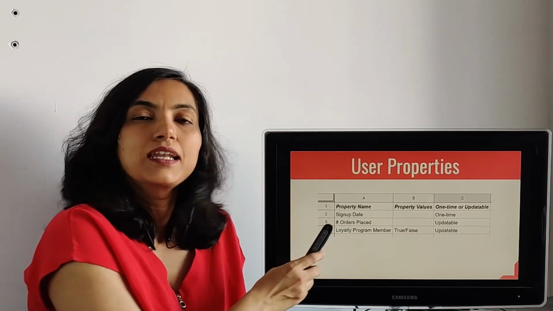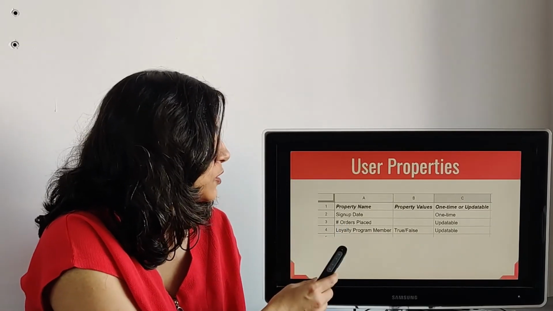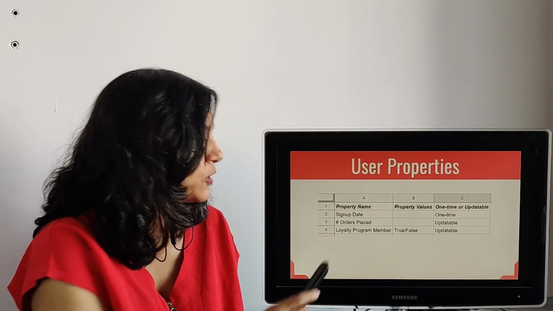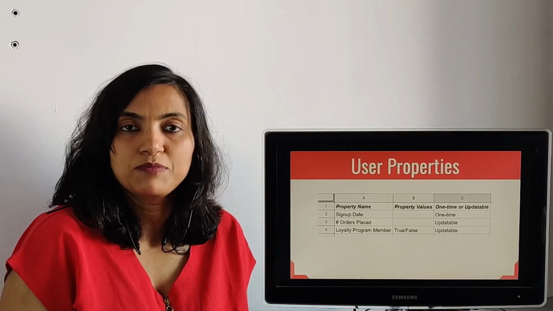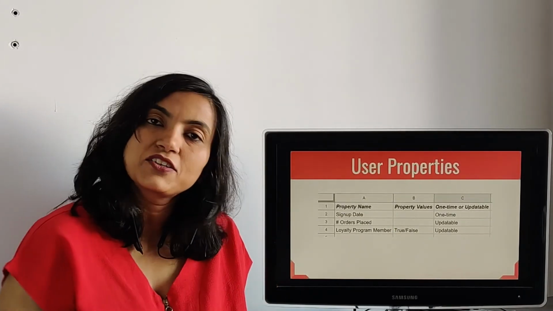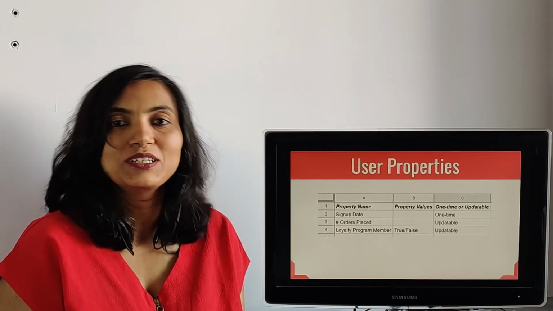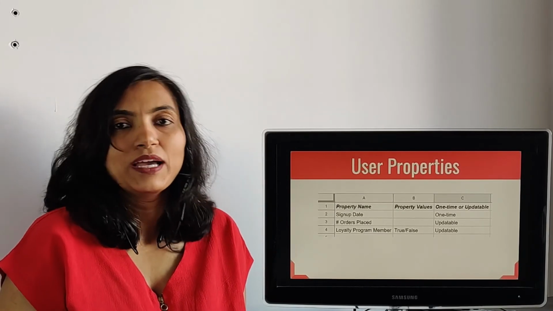So something like signup date will be set one time. This is not going to be updated, but something like number of orders placed or whether they are a member of the loyalty program or not may be updatable. So this is what your documentation of user properties can look like. Again, if you have a fancier documentation tool in your organization, feel free to go ahead and use them.